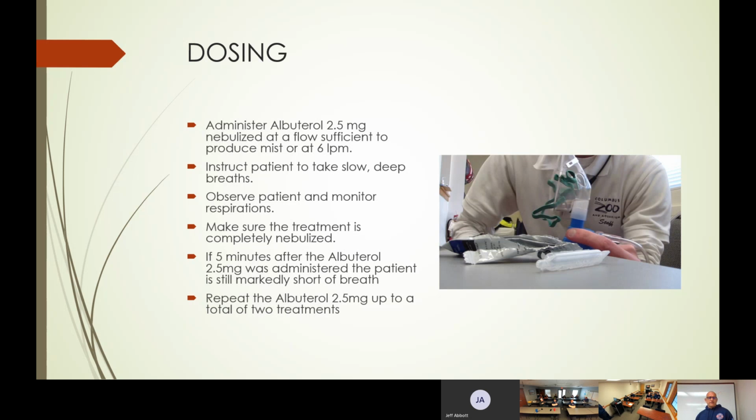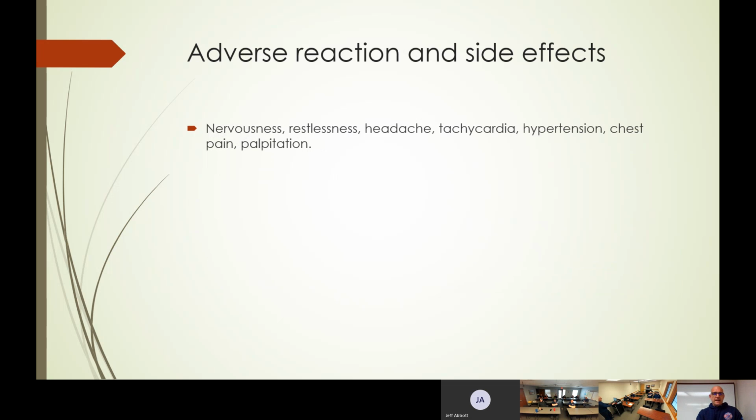If 5 minutes after the albuterol 2.5 was administered, the patient is still markedly short of breath, then repeat with another 2.5 up to a total of 2. So for BLS, the protocol is we can go up to 2 doses of 2.5. All right. And you'll probably not have any real contraindication or any kind of bad reaction to that. The adverse side effects, however, are nervousness, restlessness, headaches, tachycardia, hypertension, chest pain, and palpitations.